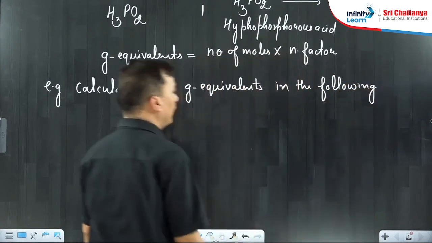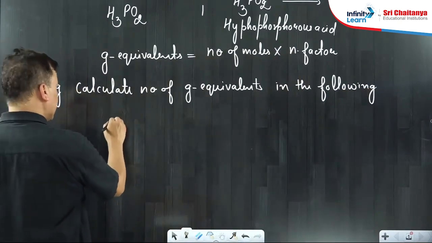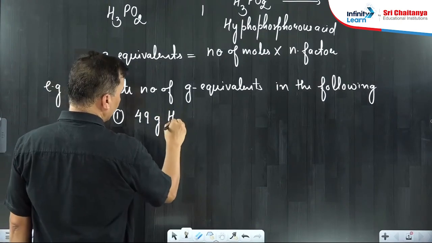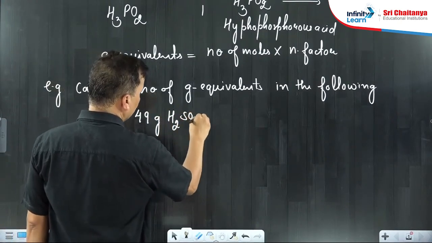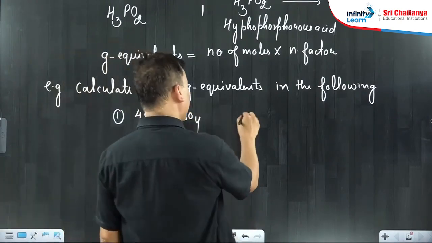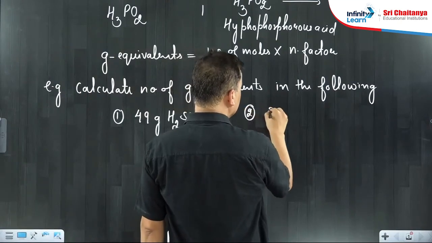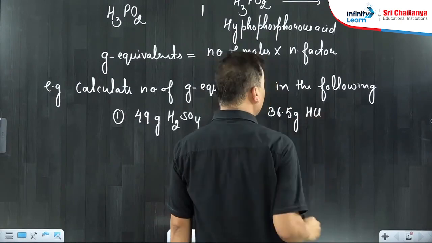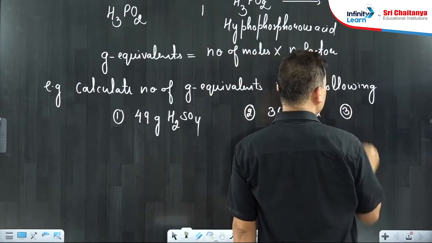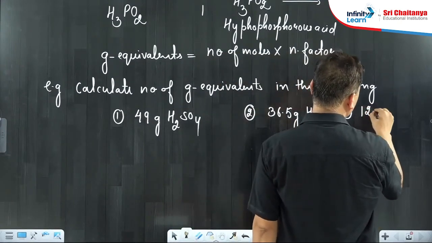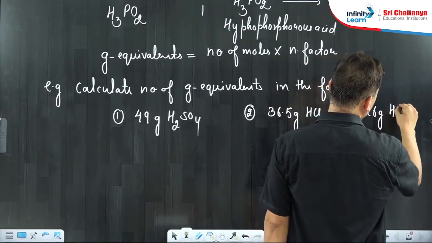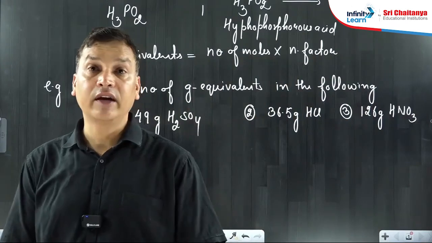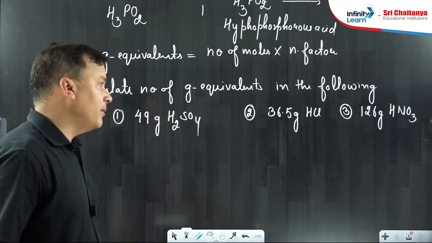My dear student, number 1 is 49 gram of H2SO4, number 2 is 36.5 gram of HCl, and number 3 is 126 gram of HNO3. Are you understanding what we are calculating? Here we are calculating the number of gram equivalents.